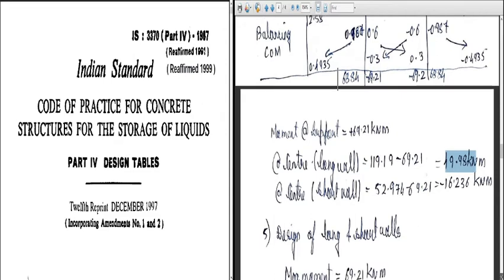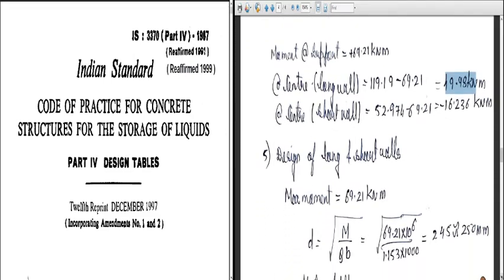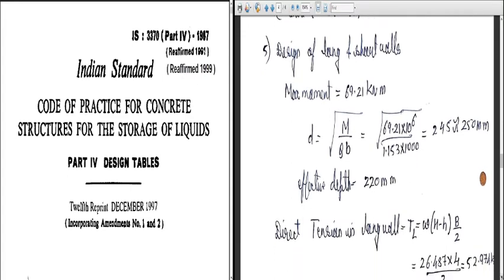Now we got the moment. Let us design the walls, so design of long wall and short wall. The maximum moment out of all is 69.1, which is at the support. So depth will be equal to root of M upon Qb. M is the moment, 69.1 into 10 raised to 6. Q we have already found out, that is 1.153, and b taking it as 1 meter, 1000. So this is working out to 245, we round it up to 250 mm. So effective depth we will take as 220 mm, because in that criteria they are given less than 220 mm and above 220 mm. So we'll take 220 mm.